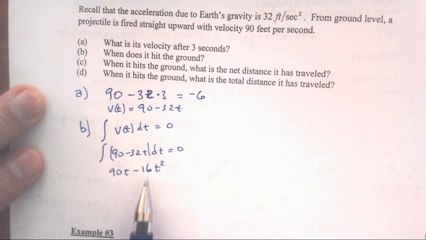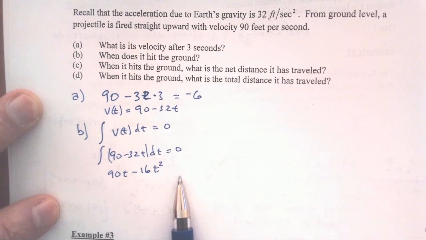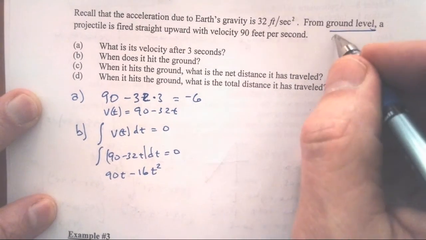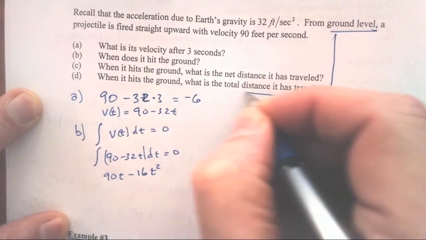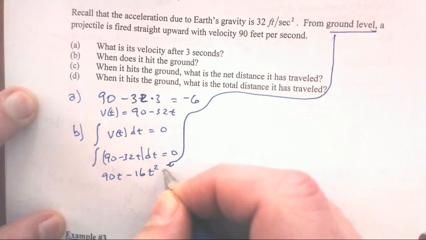This is our acceleration due to gravity. This whole negative, that's our per second. This is our initial velocity. What's missing, this plus C, is our initial position, but our initial position is from ground level. From ground level means C is 0. There's like a plus 0 here.